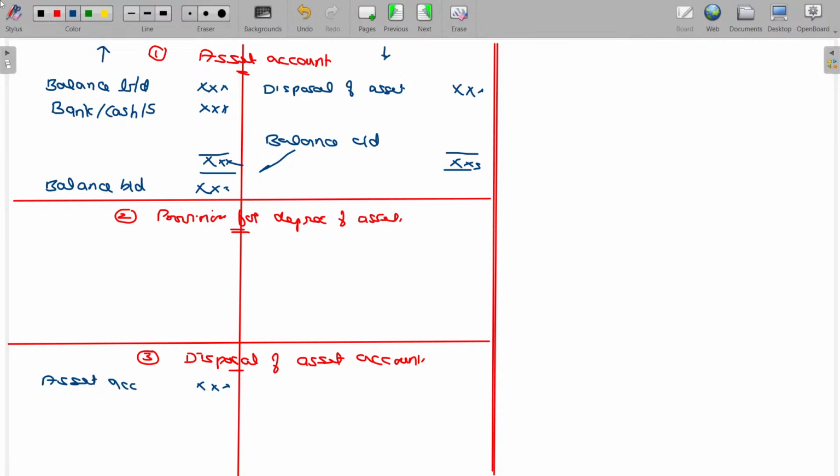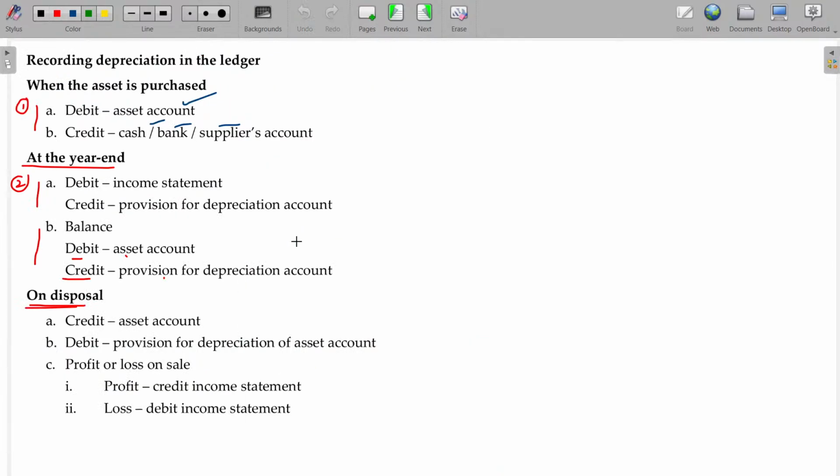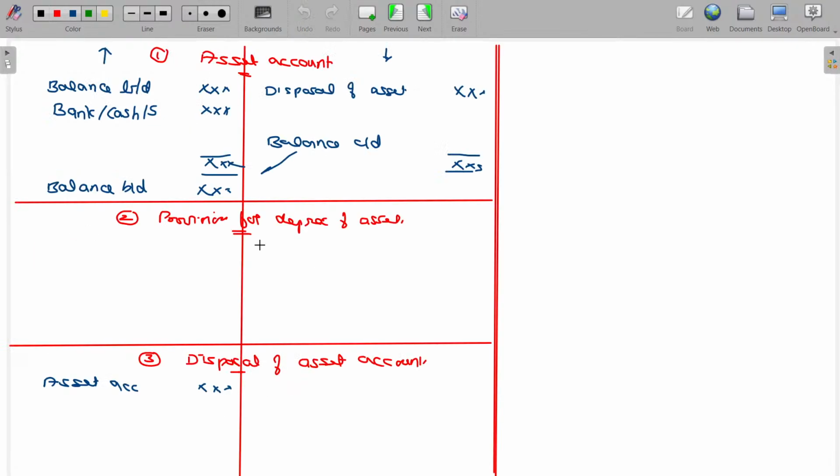In the case of provision for depreciation, it's a reversal. It means the reduction of the asset is accumulated in the provision for depreciation account. The provision for depreciation account will be a credit balance, the asset being a debit balance. So because of that reason, opening balance brought down should be on the credit side, balance carried on should be on the debit side. Whenever this value is increasing, it should be credited. If it is decreasing, it should be debited.